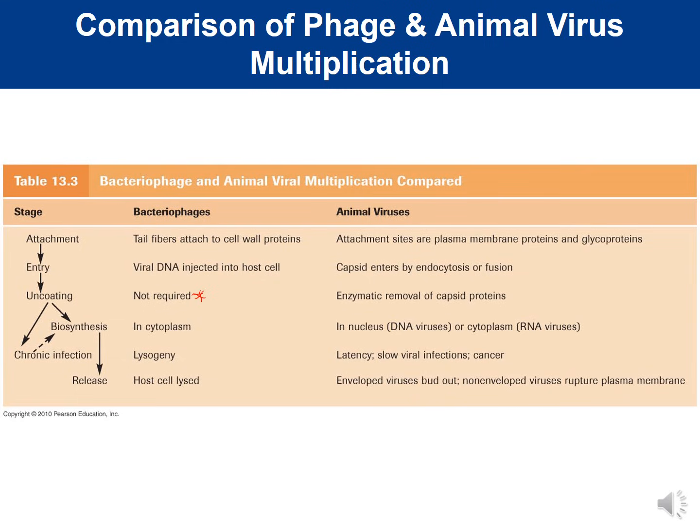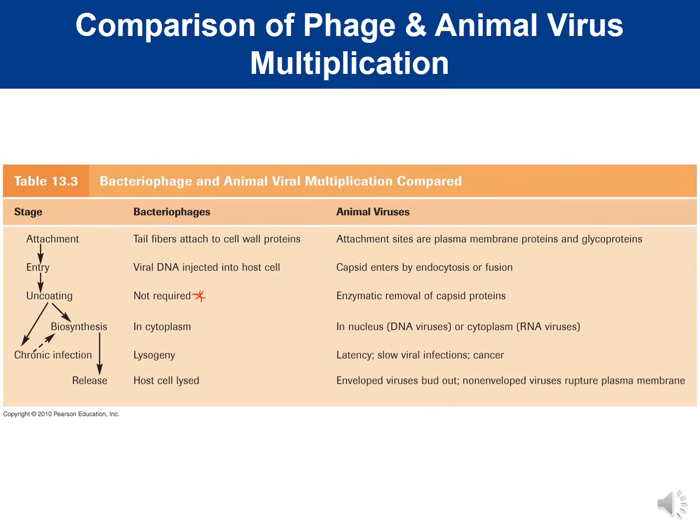In terms of entry, in phage, the viral DNA is injected into the host cell, whereas for animal viruses, entry or penetration occurs by either endocytosis or through fusion of the virus with the cell.